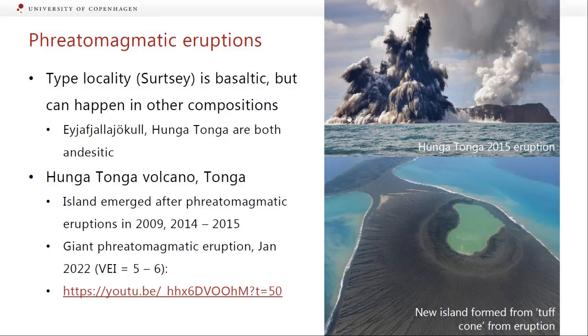Okay. So that was a giant phreatomagmatic eruption. And coming back to the VEI, the Volcanic Explosivity Index, this one was between 5 and 6, so it was really, really huge. I think more typical for these phreatomagmatic ones would be somewhere in the region of 4 or 5.